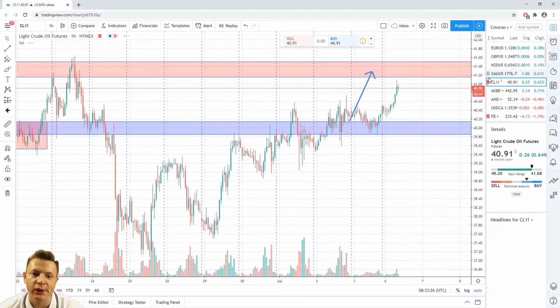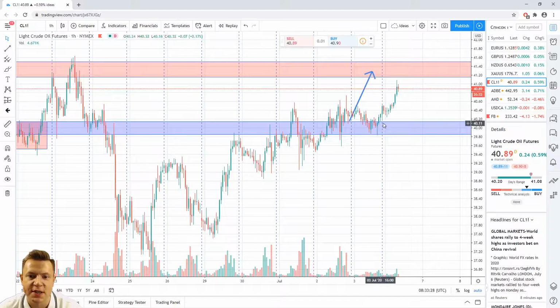Another idea was in oil. In oil, I recommended you long oil with price hold above $40 per contract. As you can see, price hold above this level and almost hit my first target around $41 per contract.